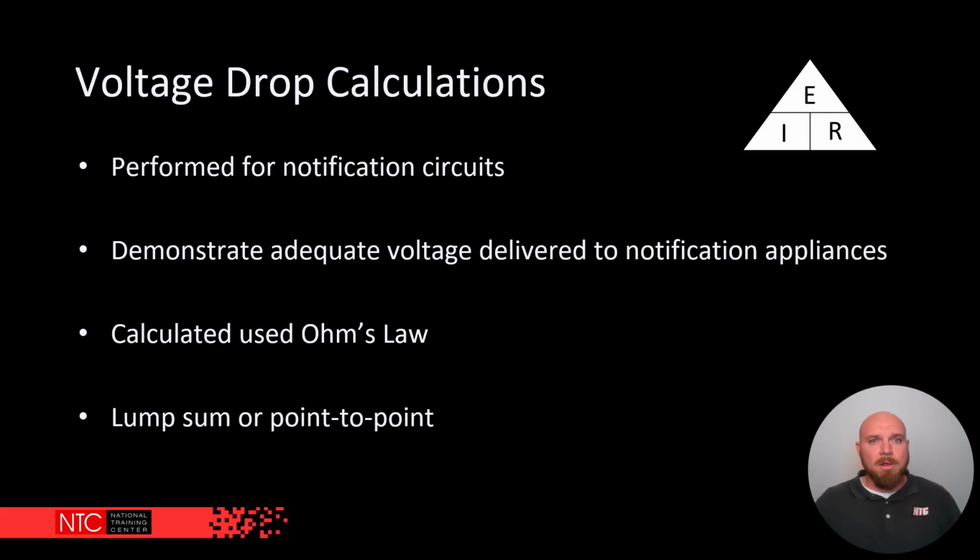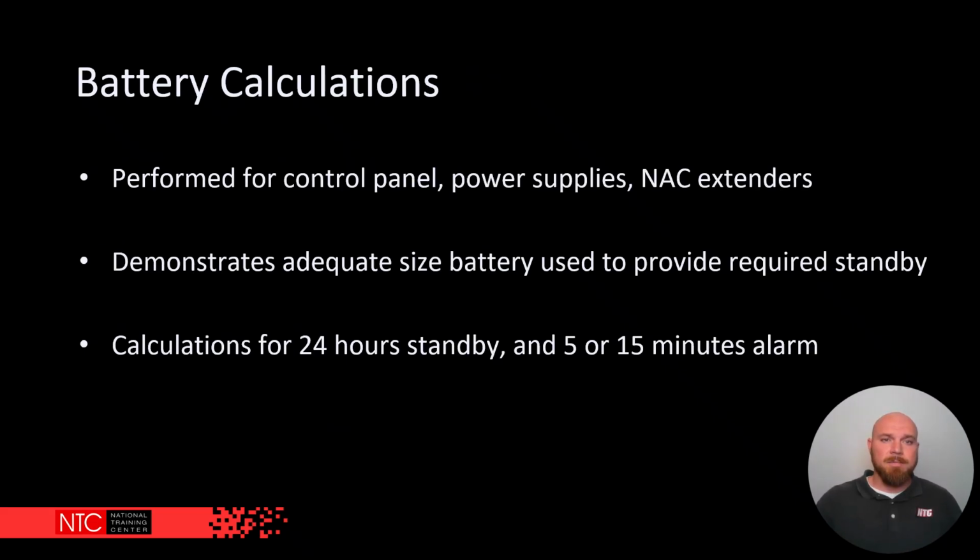Now, the first one we're going to look at, voltage drop. Voltage drop calculations are performed on notification circuits. We do this to demonstrate the adequate amount of voltage being delivered to all notification appliances. What we're doing is we're just plugging in for Ohm's law, E equals I times R. Now, you may see voltage drop calculations as lump sum or point to point. It all depends on what the AHJ wants.